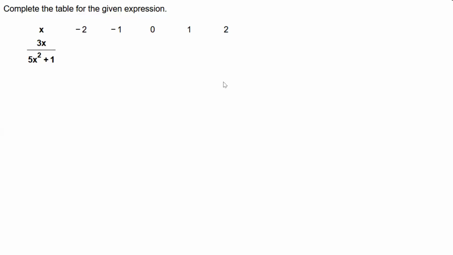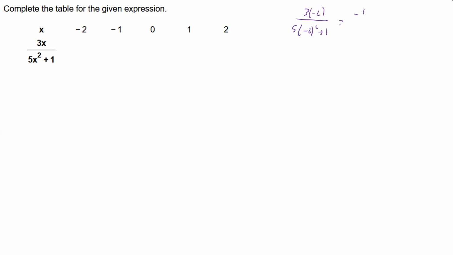All right, so here what we're supposed to do is complete the table for the given expression. Okay, so here's our expression. Here are all the x values we're supposed to plug into it. So we're just going to plug them in. And so we'll have 3 times negative 2 over 5 times negative 2 squared plus 1.